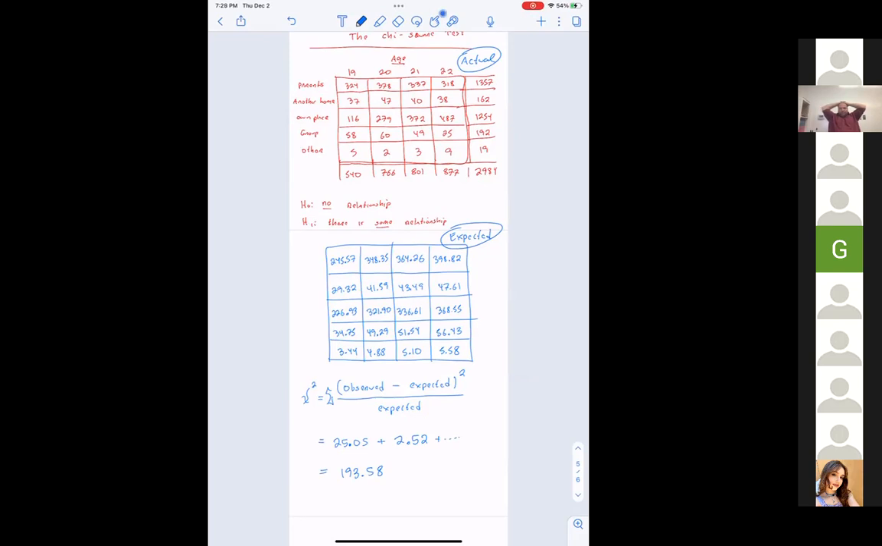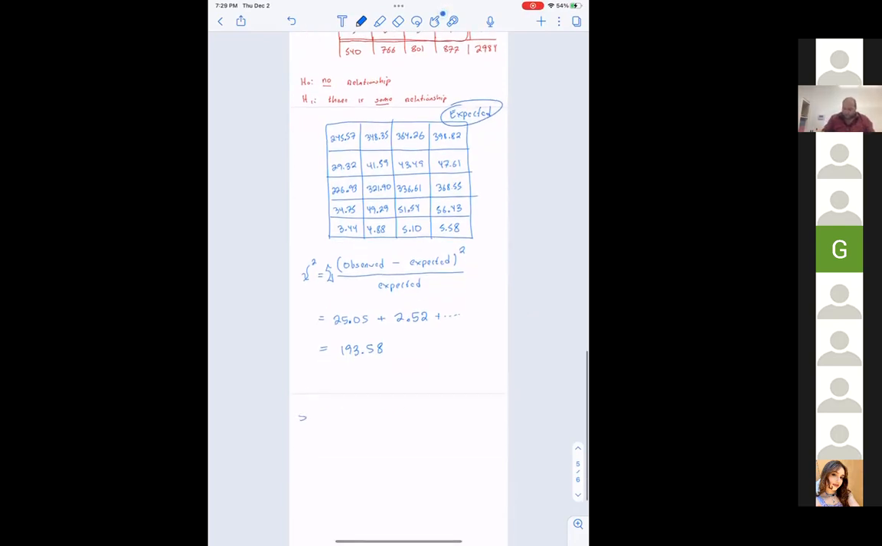Zero? They'd be pretty close to zero, right? If the observed and the expected were in the same vicinity, the difference should be close to zero, which means we would expect to have a pretty small test statistic, a pretty small chi-square. Would you agree with that? Yes.